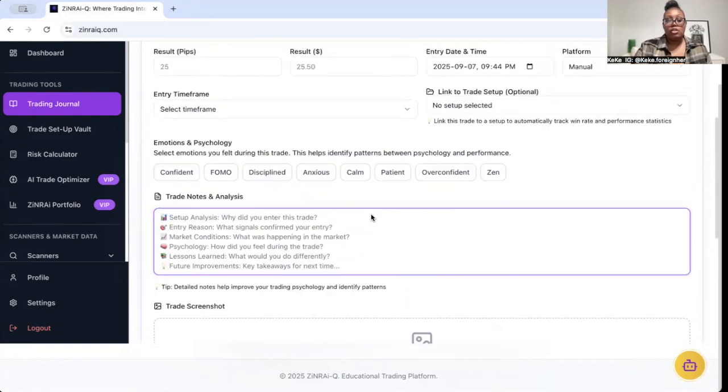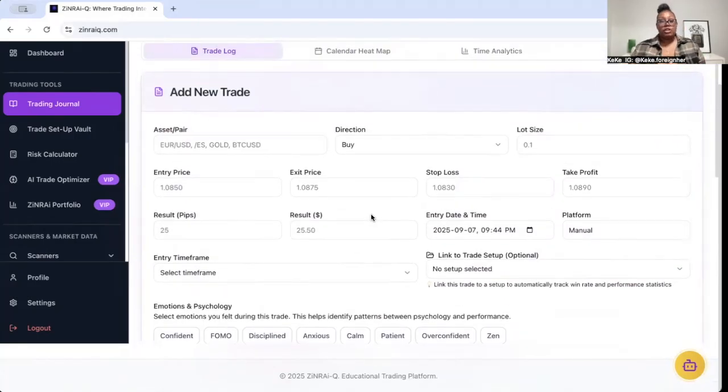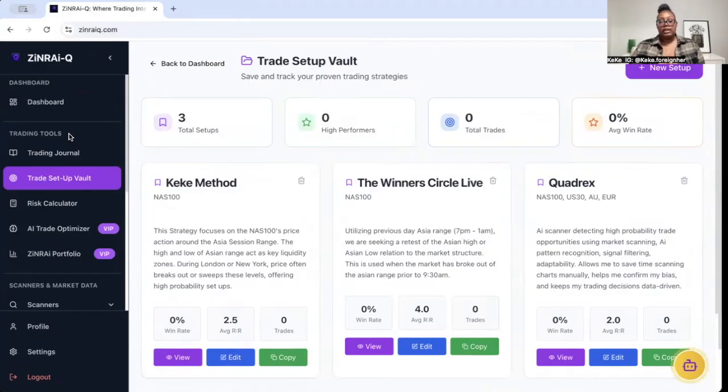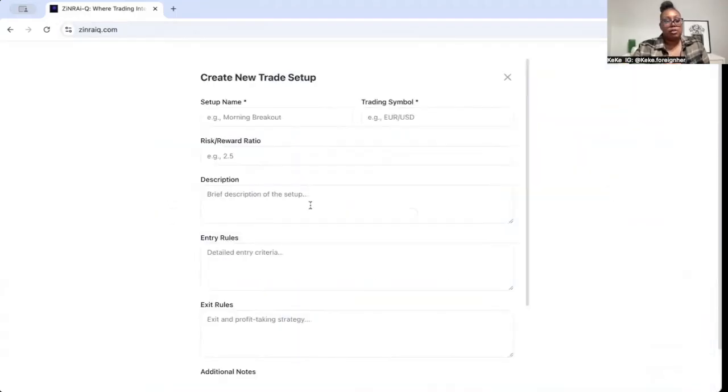Okay. So that's literally just for adding a trade, which is amazing. Next up is our trade setup vault. Here I've already had three strategies implemented. Quadrex is one of our AI scanners that we have access to, and within these setups, you're able to be very, very precise. So let's do a setup together and see what it entails.